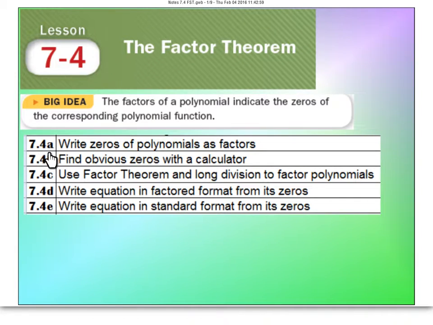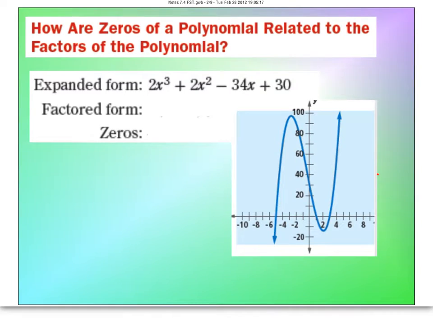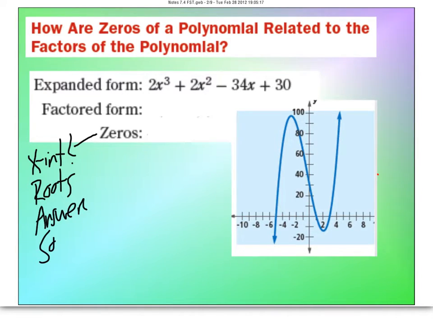We're going to look at learning objective A, and I'm going to show you how to write zeros of polynomials as factors. In the previous section in chapter 7, we talked about what zeros are. And remember, another name for the zeros are just the x-intercepts. Another word you might hear is roots, or answers, or solutions. They all mean the same thing.